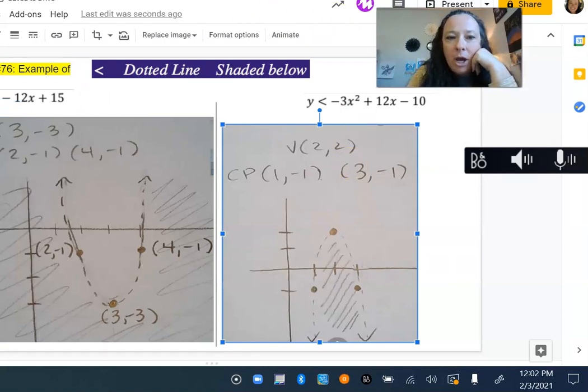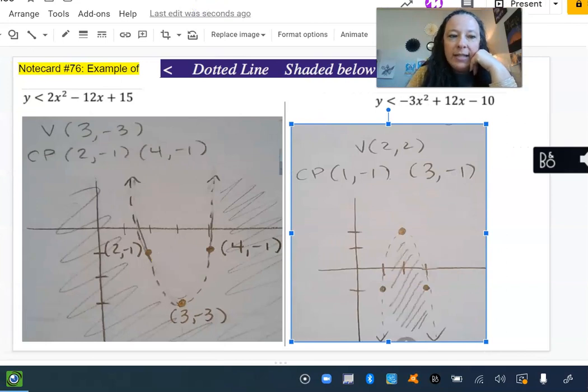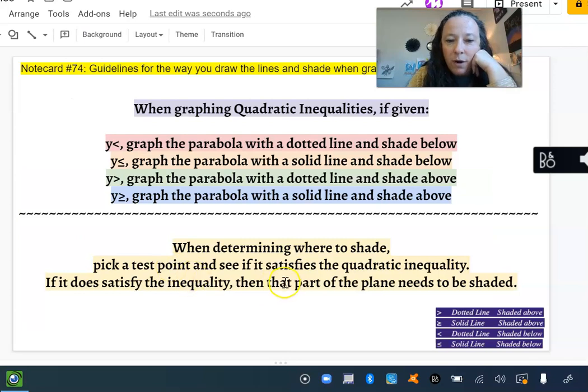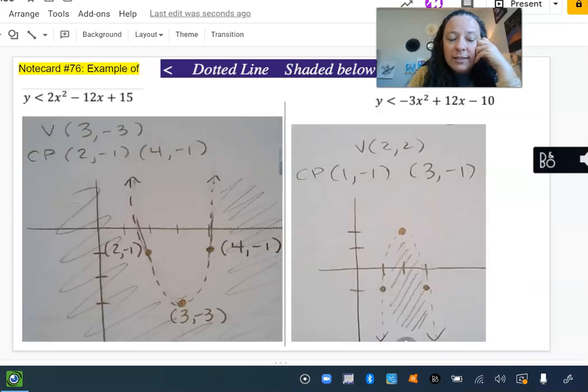Okay, so let's talk about testing a point. So back if you look up here at note card 74, when determining where to shade, if that's a little confusing for you, you can pick a test point and see if it satisfies the quadratic inequality. If it does, then that part needs to be shaded. So let's look at this. I like to use (0, 0) as my test point. Here's my graph, (0, 0).